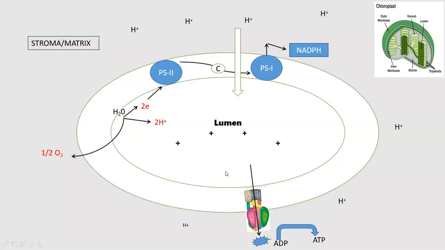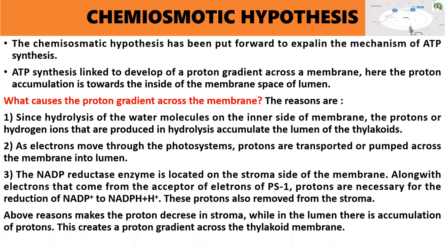So this is the first reason why the proton gradient occurs across the membrane. Let's see the second reason. As electrons move through the photosystems, protons are transported or pumped across the membrane into the lumen.